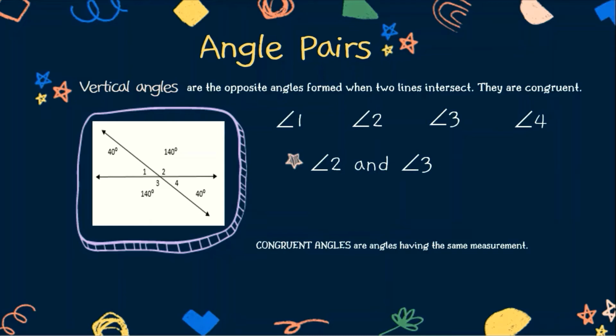Aside from 1 and 4, nabanggit din natin ang angles 2 and 3 kanina. Ang sukat ng ating angle 2 ay 140 degrees. At ang sukat ng ating angle 3 ay 140 degrees as well. Since they are congruent, they are opposite each other. Therefore, angles 2 and 3 are vertical angles.